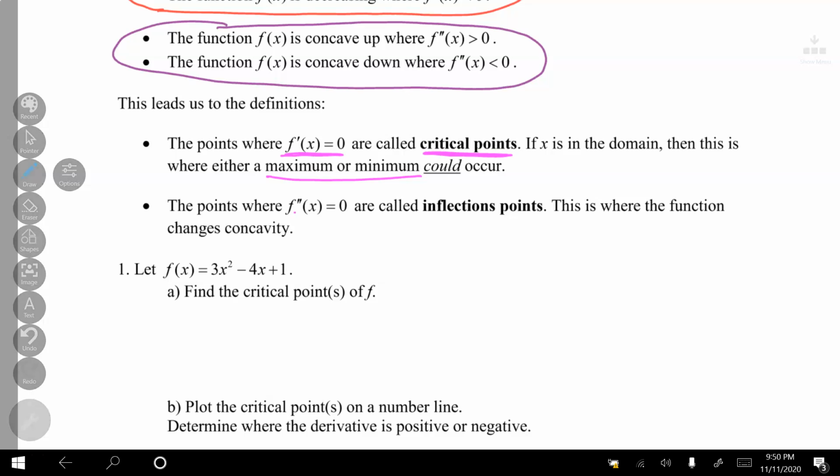The other thing is when f double prime is 0. These are called inflection points. This is the point where the function changes from concave up to concave down, or vice versa. So let's try an example.